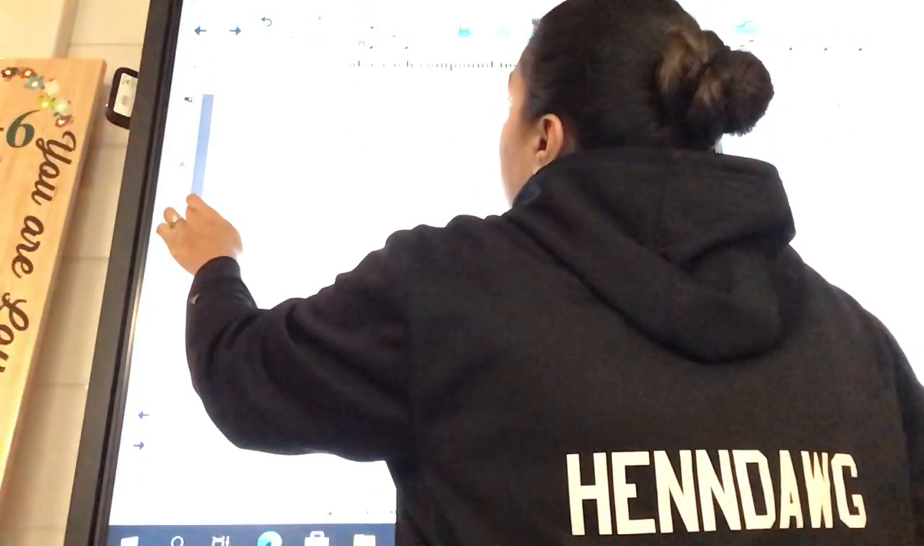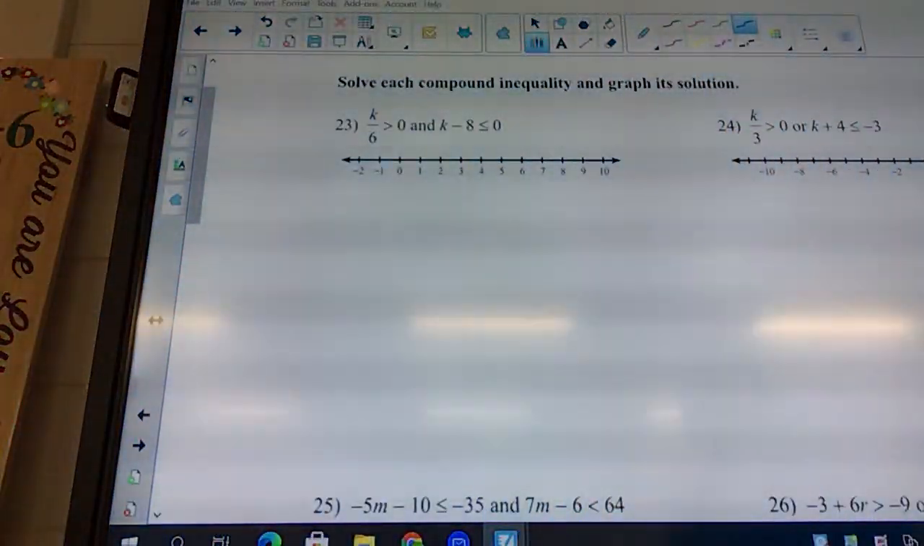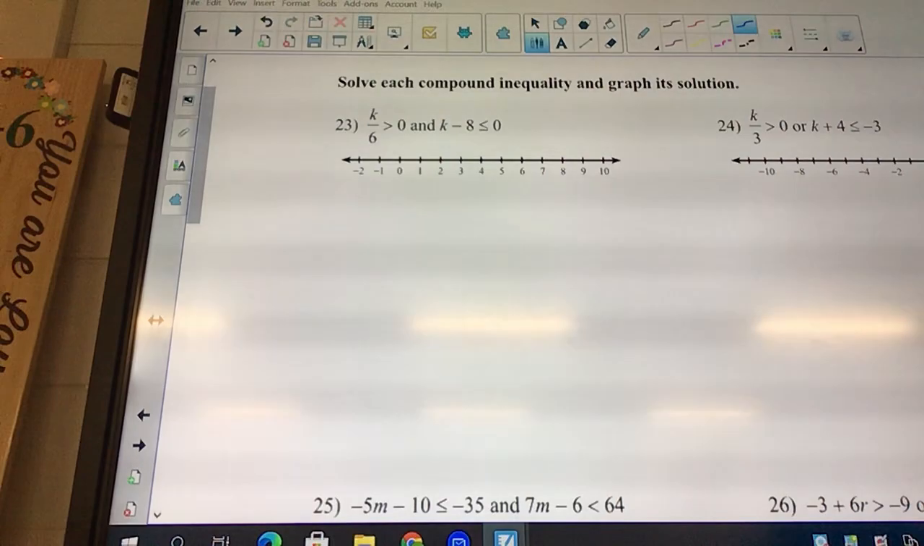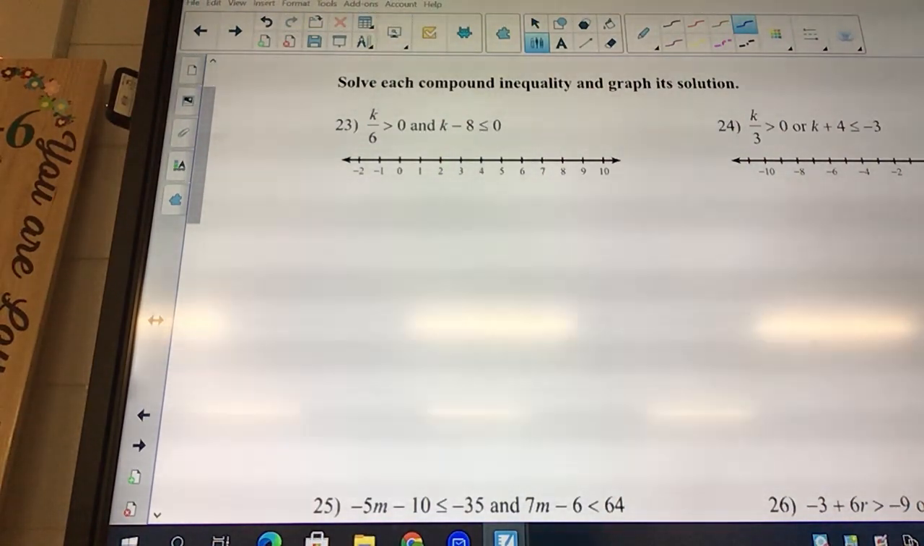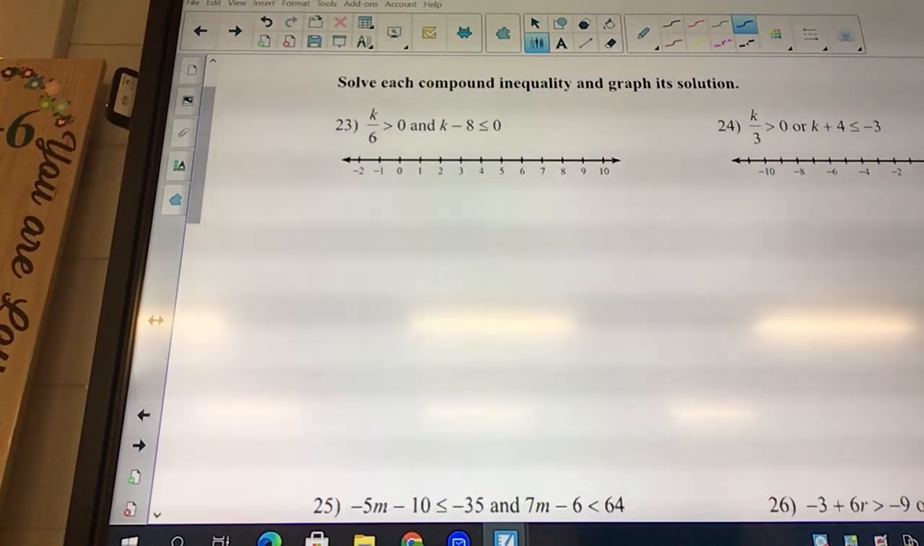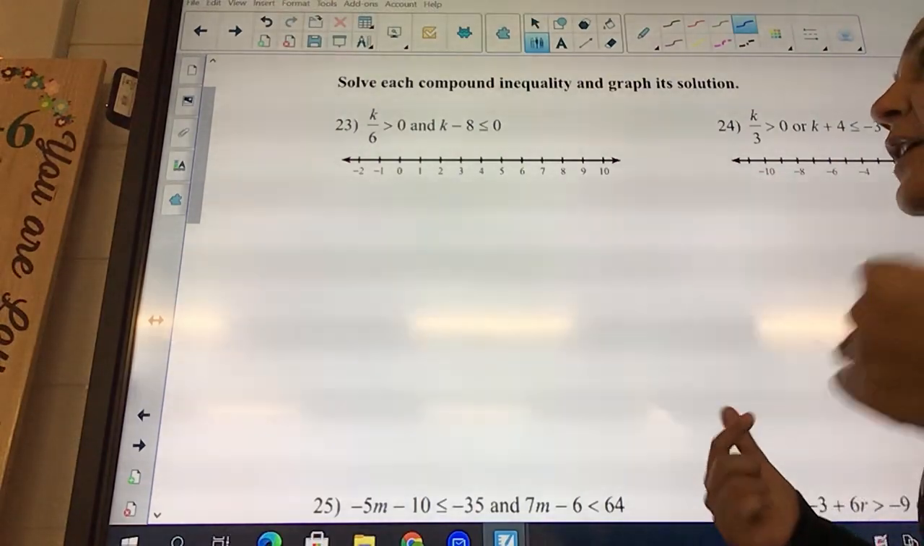No. To review. Okay, compound inequalities. These are the last things that are going to be on your test. They're the ands and ors. What should an and look like? Pointed in. Okay, and an or should look like what? Pointed out. Okay, so we know this one's an and, so they should be kind of pointed in.